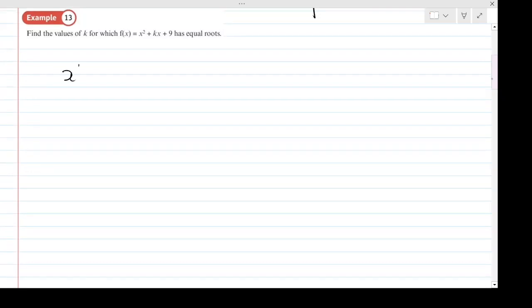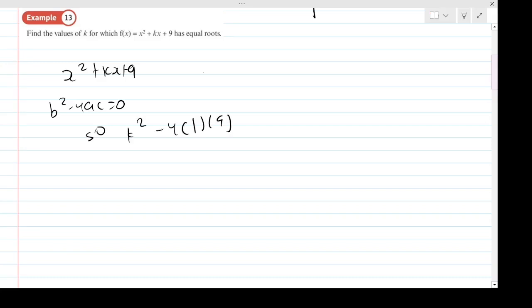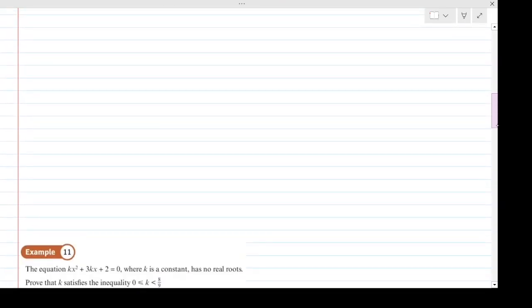So here we need to show that x squared plus kx plus 9, the quadratic, has equal roots, so the discriminant would be equal to 0. So if we calculate the discriminant in terms of k here, that'd be k squared minus 4 lots of 1 lots of 9 equals 0. So k squared minus 36 equals 0. Therefore k squared is equal to 36. So k is equal to plus or minus 6 if we root that. Okay, so that's my two values of k.